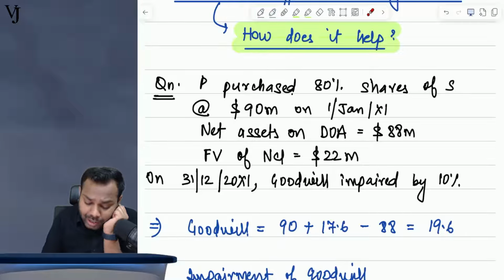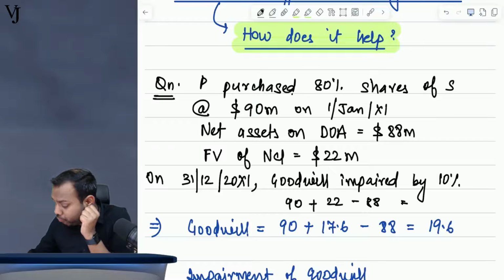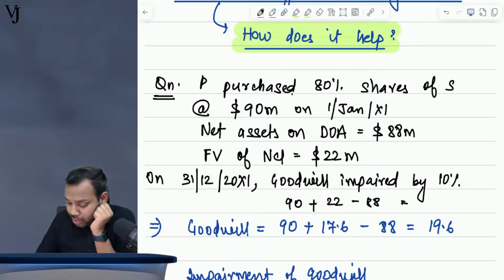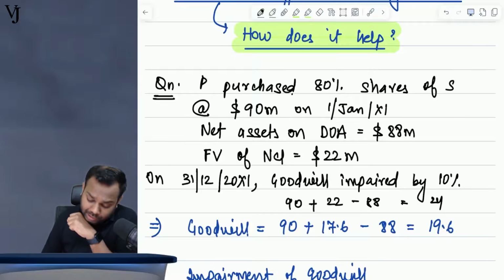So my correct goodwill should be 90 plus 22 minus 88. How much is that? 90 plus 22 minus 88 is 24. But what a student has done is he took 90 plus the proportionate share of net assets.